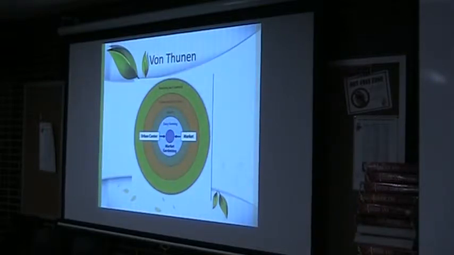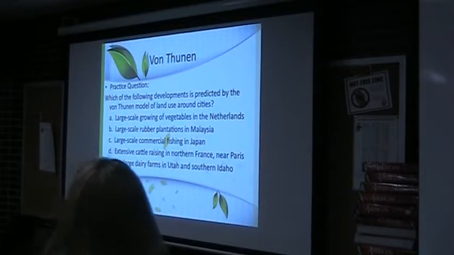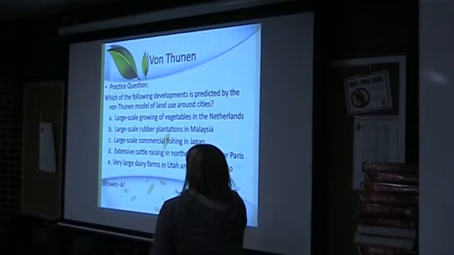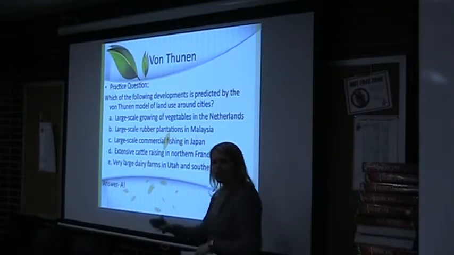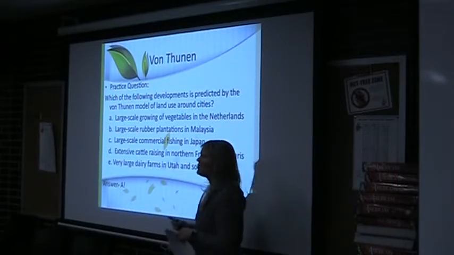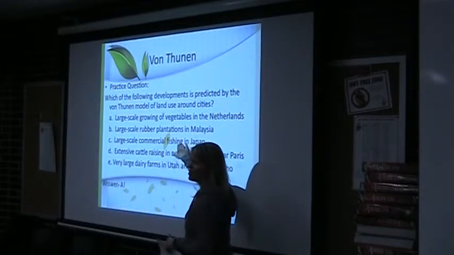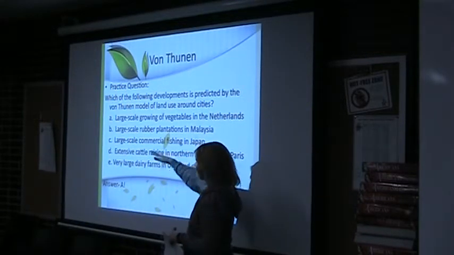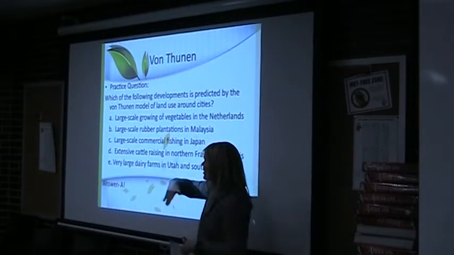All right, what's your answer here? Hey. Not D. Hey. It's A. All right, so you're looking to apply the model. So what you should do first is rule out things like rubber plantations and fishing, because are those a part of the model? No, it's not really talking about cash crops or fishing. So get rid of B and C.